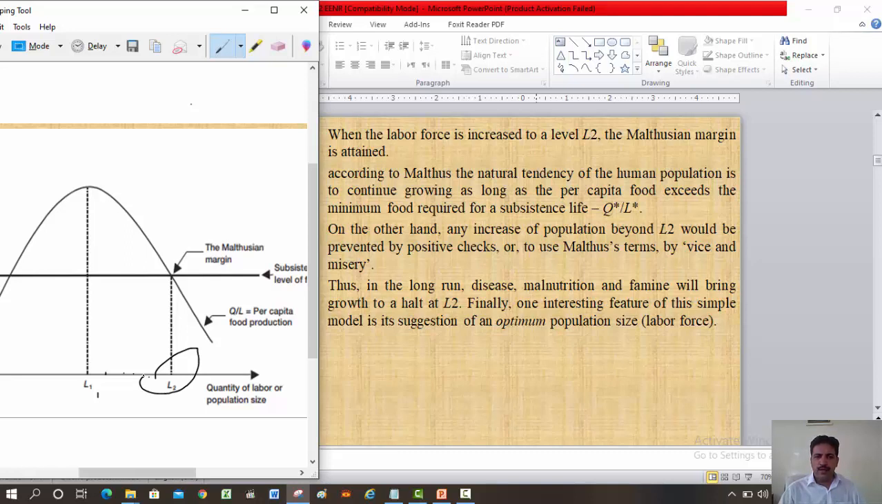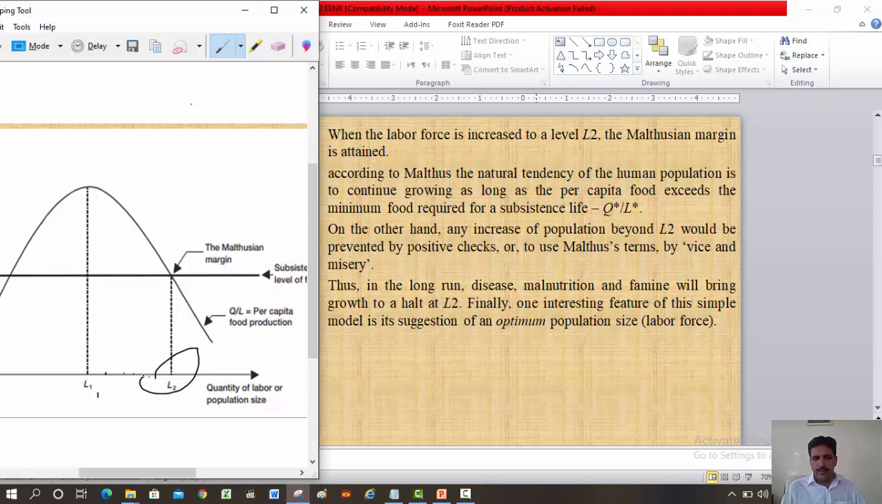By positive checks, Malthus means the earthquakes, the famines, the wars, the diseases, etc., which will automatically reduce the population. Or to use the terms of Weiss and Myrie, in the long term, disease, malnutrition and famine will bring growth to a halt at L2.